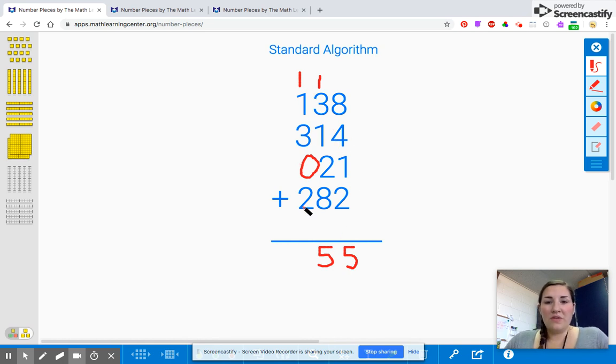Then finally, I'm going to go into the hundreds column and add those. I see 3 and 2 is 5. 2 more, 6 and 7. So my sum would be 755.